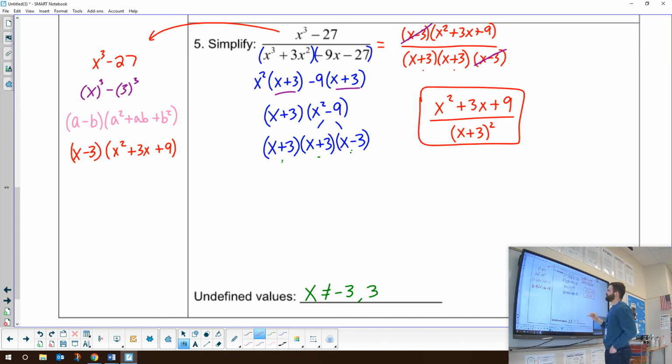All right, guys, I know these fractions with all the polynomials can be intimidating, but I promise, as long as you go and practice your factoring, you're going to do just fine. Just remember, factor the top, factor the bottom, find your undefined values, and then cancel things out.